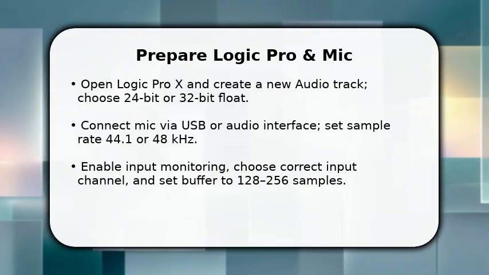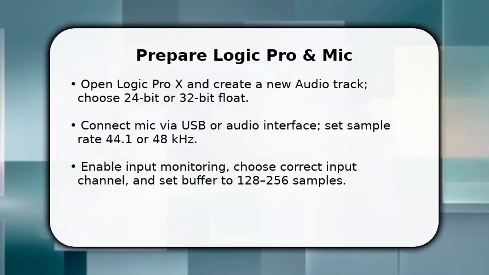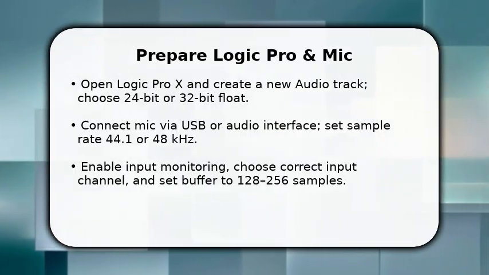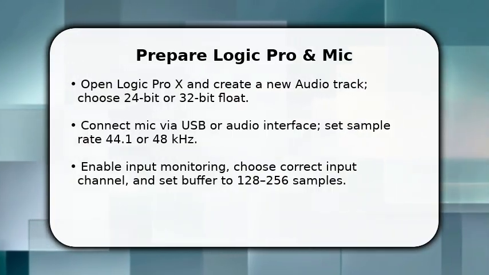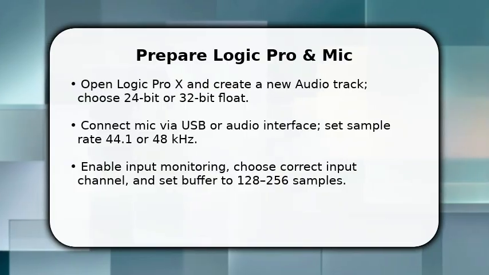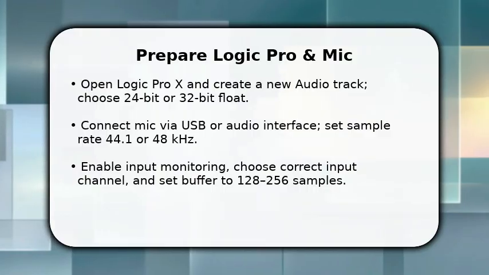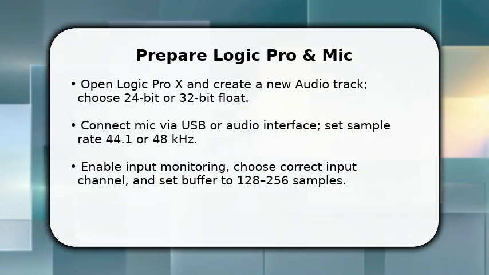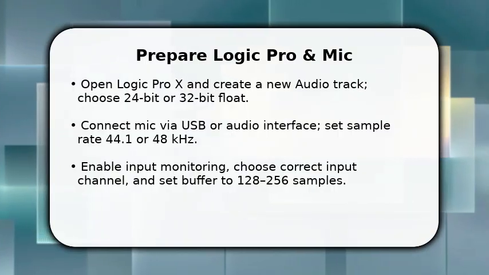Enjoy the video. You start by preparing Logic Pro X and your microphone so recording is reliable. First, create a new audio track and pick 24-bit. Make sure your project's sample rate matches your session, typically 44.1 or 48 kHz. Next, connect your mic to a USB port or an audio interface and select that device in Logic's audio preferences.